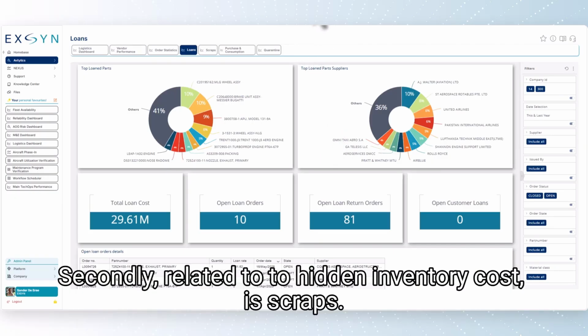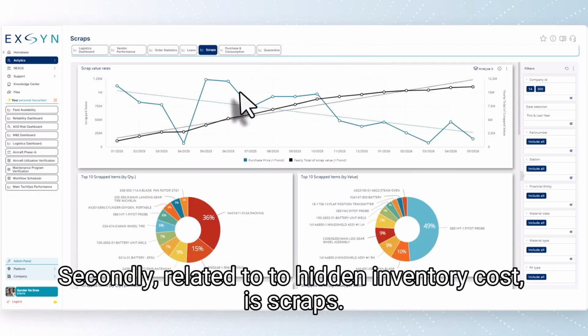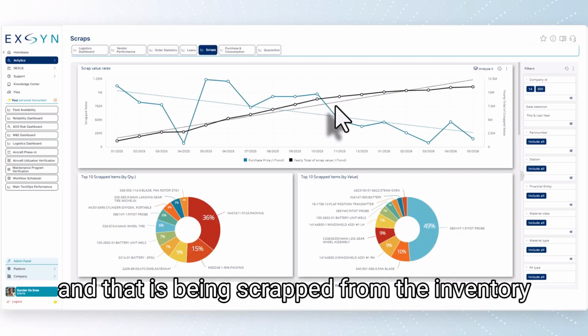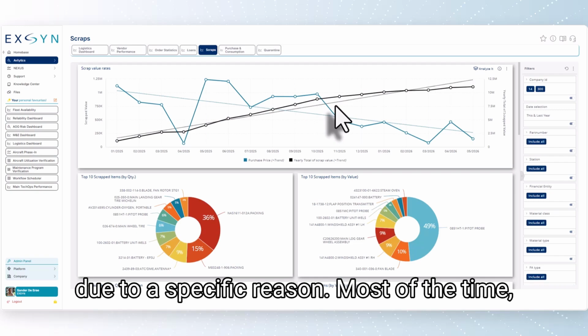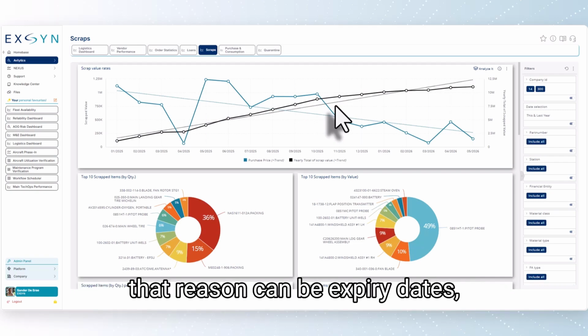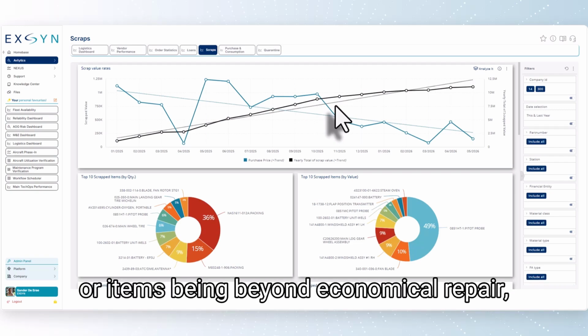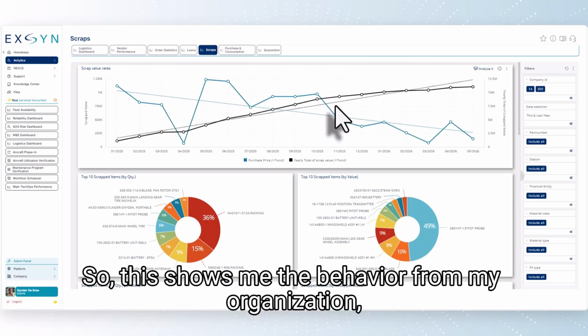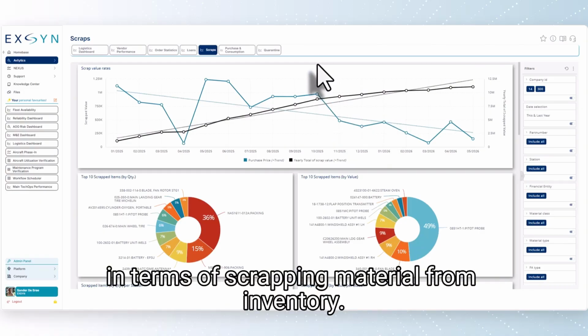Secondly, related to hidden inventory cost is scraps. So actual material that I have on inventory, and that is being scrapped from the inventory due to a specific reason. Most of the time that reason can be expiry dates, or that can be damages or items being beyond economical repair, for instance. So this shows me the behavior from my organization in terms of scrapping material from inventory.